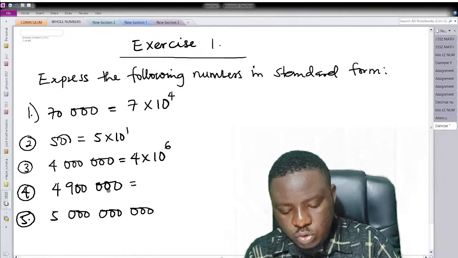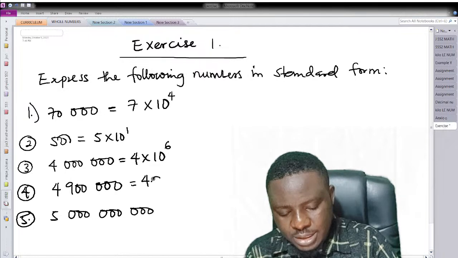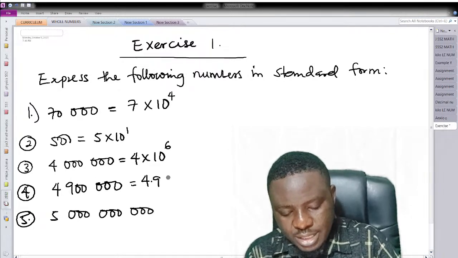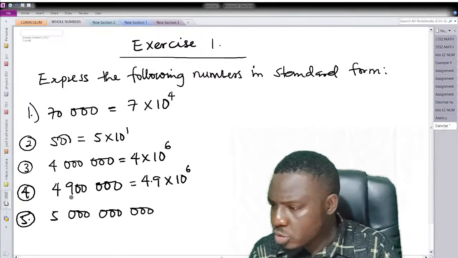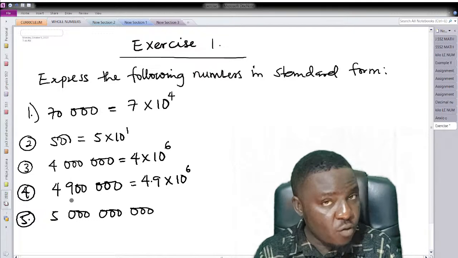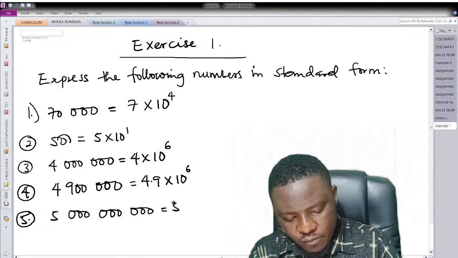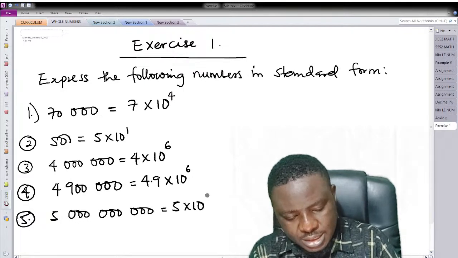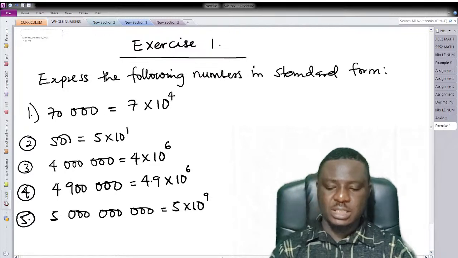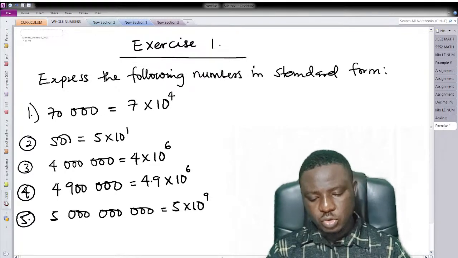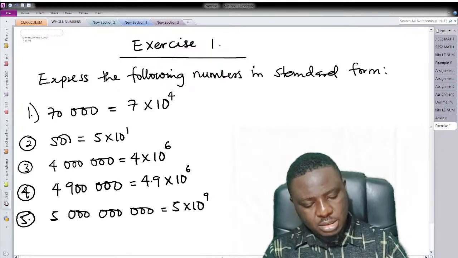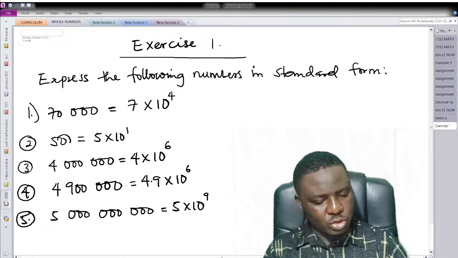This is 4.9, because you move the decimal point to this point. It gives you 4.9 times 10 to power 6. Is that what you gave as answer to question number 4? Okay, and this is equal to 5 times 10 to power 9. So these are the solutions to the answer. Ms. Ebon, I hope that's what you gave me.